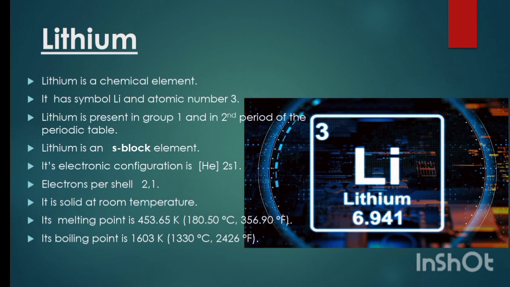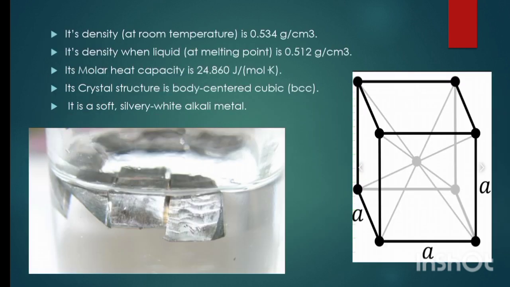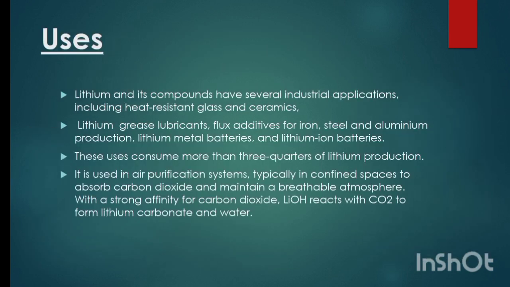It is solid at room temperature. Its melting point is 453.65 kelvins. Its boiling point is 1603 kelvins. Its density at room temperature is 0.53 grams per cubic centimeter. Its density when liquid at its melting point is 0.512 grams per cubic centimeter. Its crystal structure is body-centered cubic. It is a soft silvery-white alkali metal.